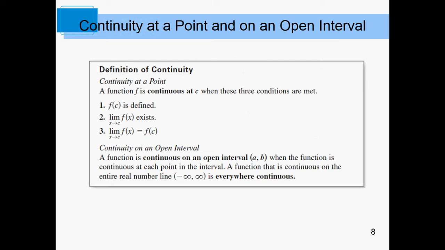If a function is continuous on the entire real number line, then it's everywhere continuous. I don't know why we feel the need to say that, but if it's continuous everywhere, then it's everywhere continuous.